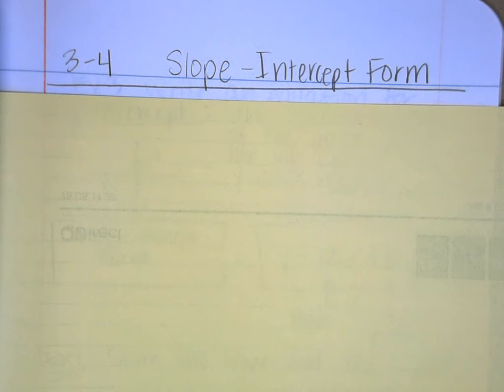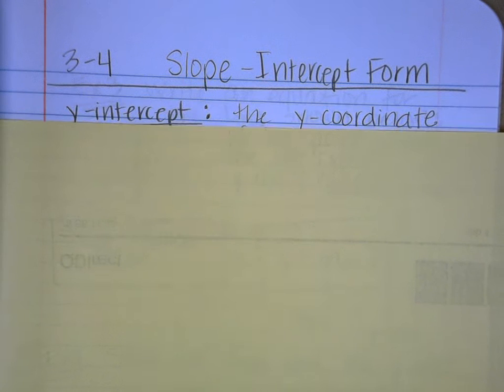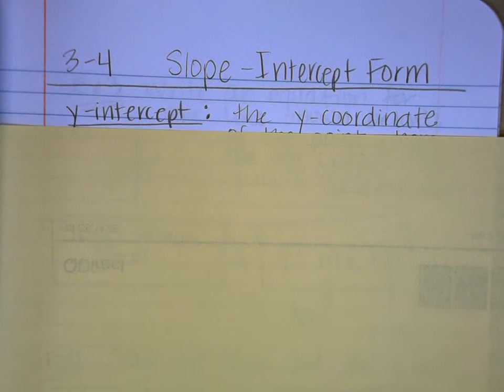All right, so in section 4 of chapter 3, we do the slope-intercept form. Section 3 was y equals mx, and now we're going to add to it. We're going to add to that today. We learned how to graph just with a slope, and now there's something else. It's called the y-intercept.